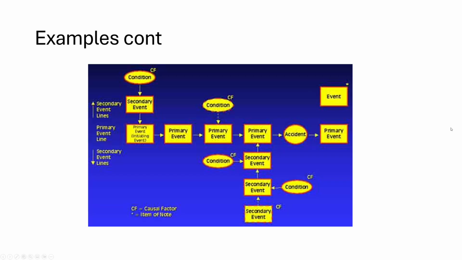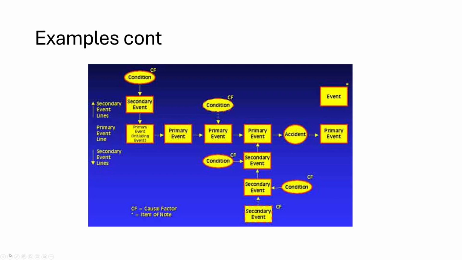So here's another one, and apologies, a couple of these are fairly bad resolution. I've gone back to try to find better quality versions and have not had a lot of success. I might just need to make my own. So here's another example, right? We have a condition, which is a causal factor. We have a secondary event, a primary initiating event. And notice how this has arrows up and down that are called secondary event lines.